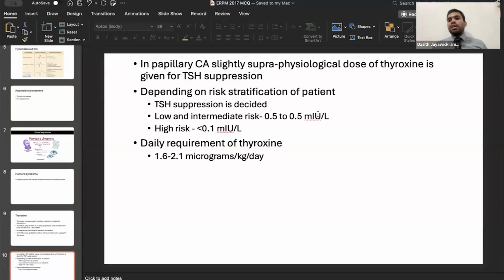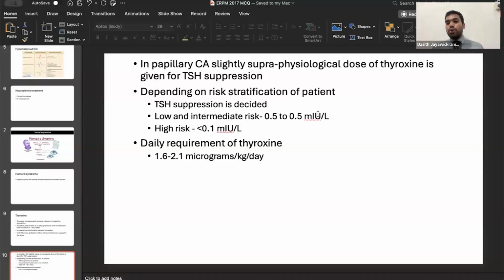In papillary carcinoma, TSH is a stimulus for the glands to work. So with elevated TSH levels, the recurrence rate of papillary carcinoma can be higher. That is why we give supraphysiological levels of T4. That depends on the patient's risk of papillary thyroid cancer. When a patient comes to us with papillary thyroid cancer, we risk stratify the patient according to American Thyroid Association guidelines. You don't need to know this risk stratification.